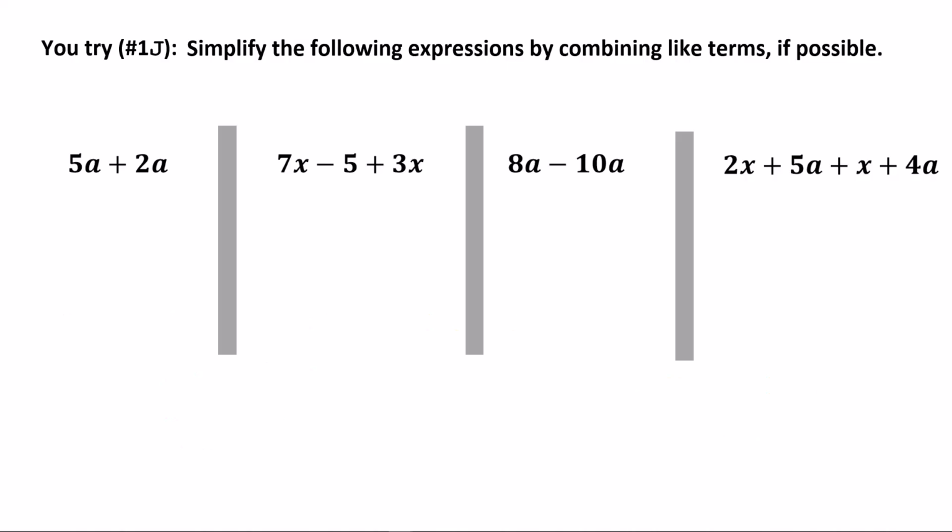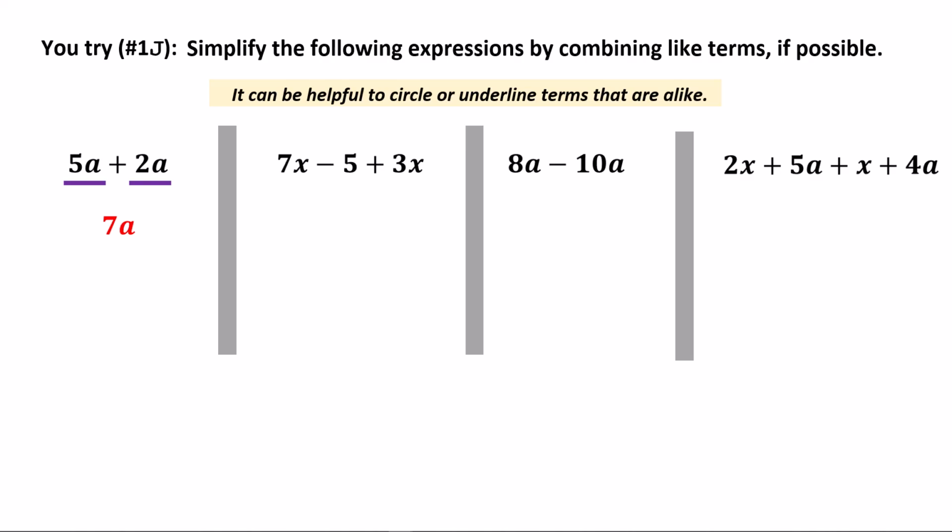Let's try a set here. So we are to simplify these expressions by combining like terms if possible. Now, it would be helpful to circle or underline the terms that are alike as you go along. These first few are fairly simple. In this first one, 5a and 2a are like terms because both have the variable a, and they combine to be 7a. In the next one, we have 7x minus 5 plus 3x.